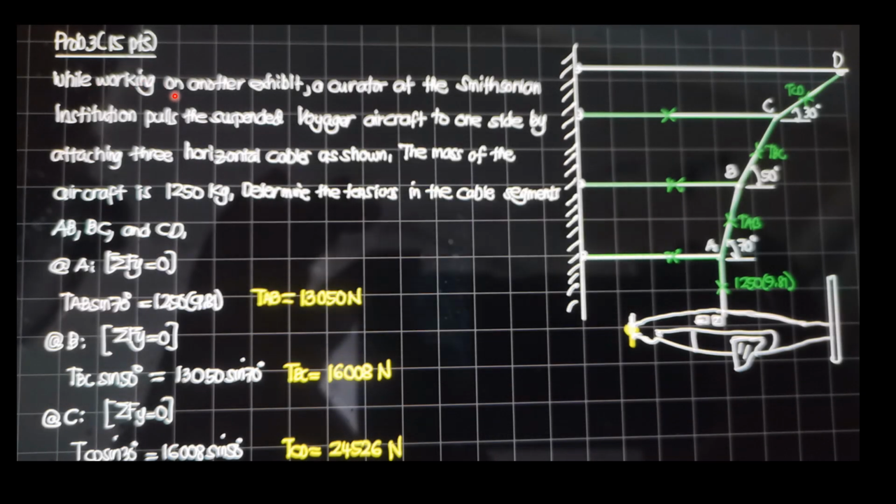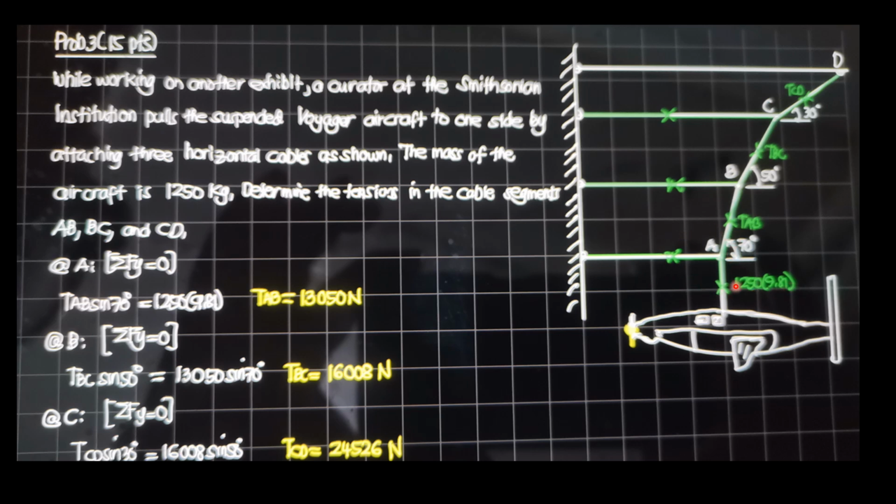Problem 3. While working on another exhibit, a curator at the Smithsonian Institution pulls the suspended Voyager aircraft to one side by attaching 3 horizontal cables as shown. So these are horizontal cables. The mass of the aircraft is 1,250 kilograms. Determine the tensions in the cable segments AB, BC, and CD. So this is just the free body diagram.